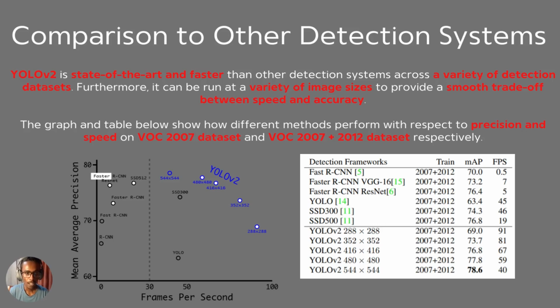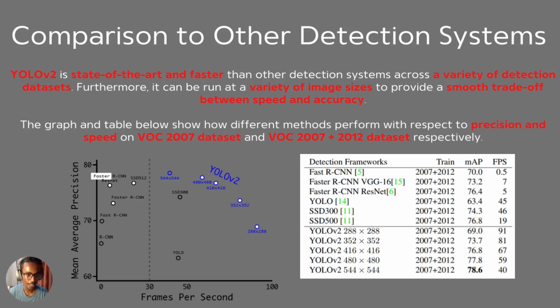As you can see on the graph, the frames per second are shown on the x-axis and the mean average precision is shown on the y-axis. When we go further to the right, we have higher speed because the frames per second is increasing. And as we go up, the mean average precision is increasing. So the ideal point will be the one on the top right. And you can see all of the YOLO v2 mean average precision values are on the top right. And the rest might have a lower speed or maybe a lower mean average precision.